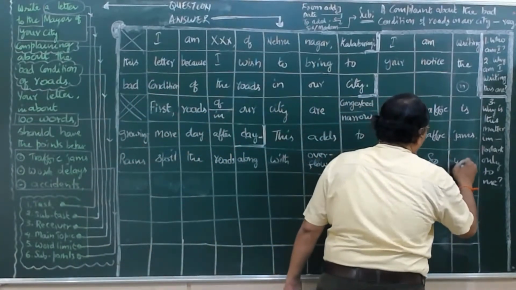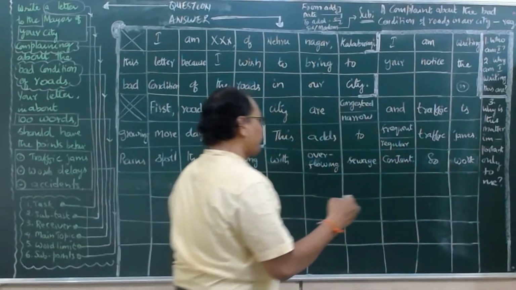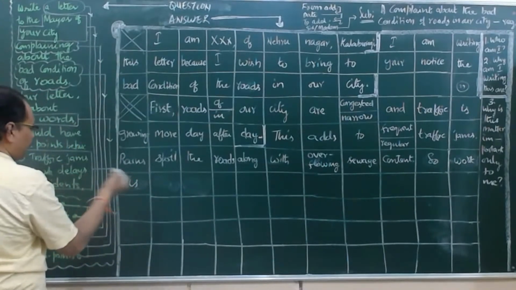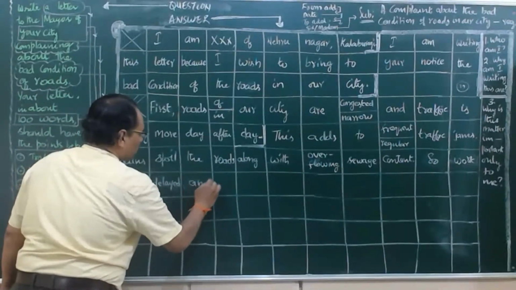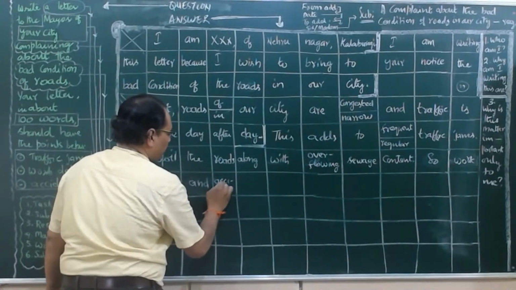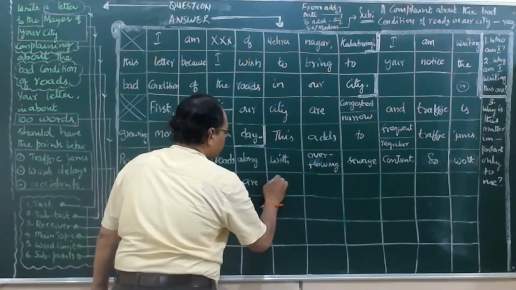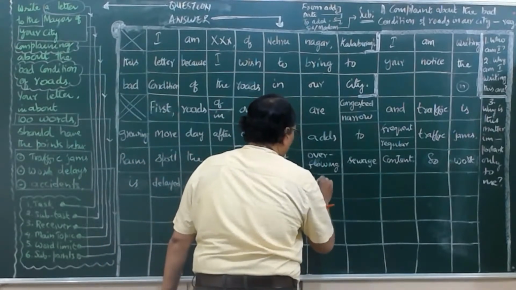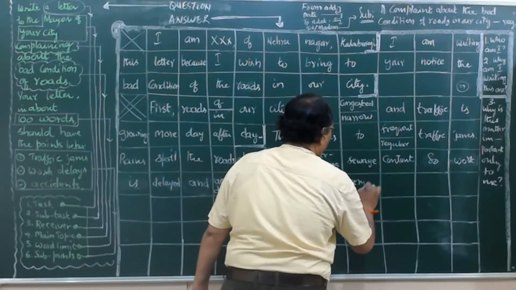So, instead of writing work delays, we will put it like a sentence. What is delays is given. We make it delayed. Work is delayed and road accidents occur or are occurring almost every day.